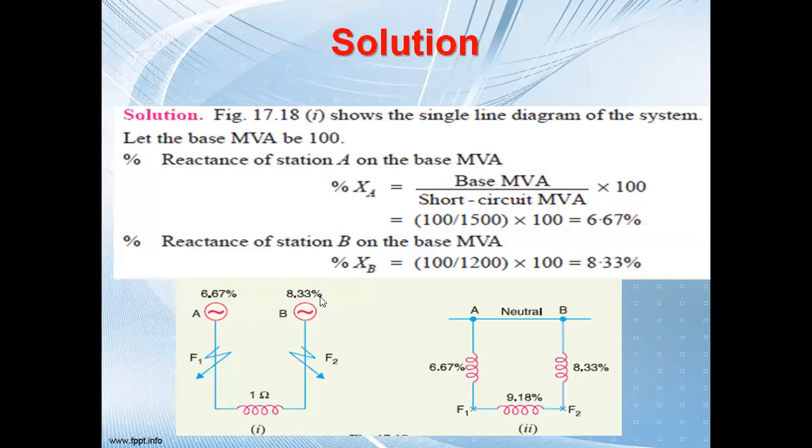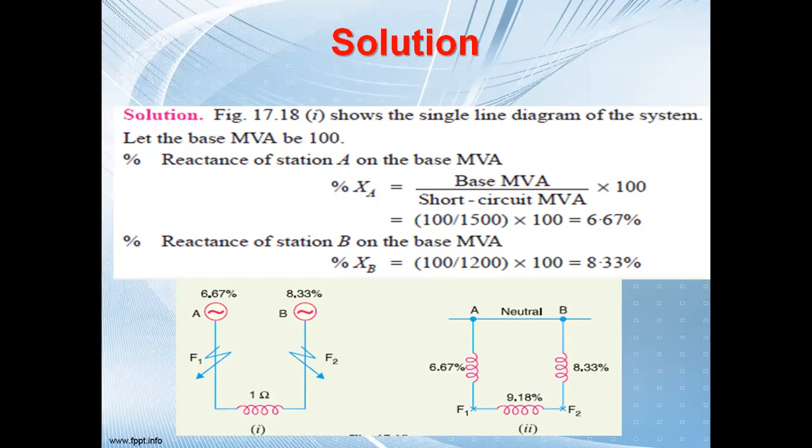We know that there is a formula to calculate the percentage reactance of any power station: percentage reactance equals base MVA by short circuit MVA into 100. This formula is clear. Any doubt on this particular formula? How to calculate the percentage reactance? Base MVA by short circuit MVA into 100. Are you familiar with this formula?